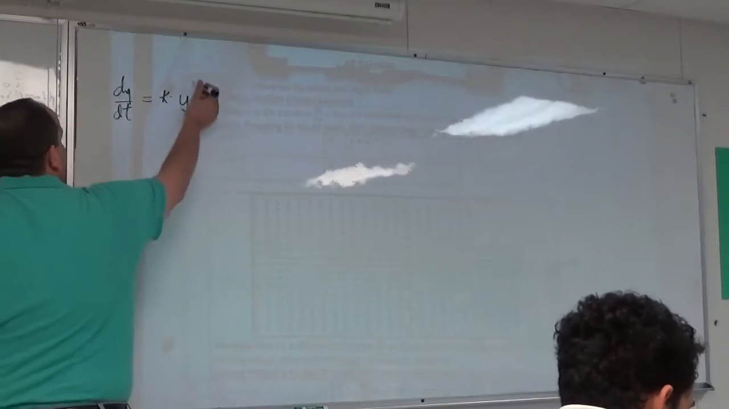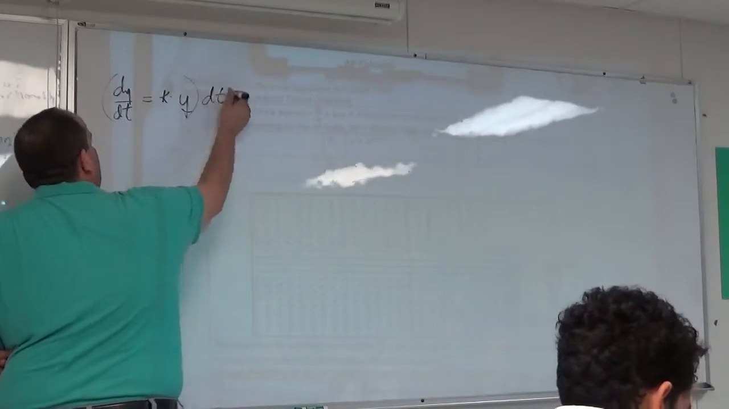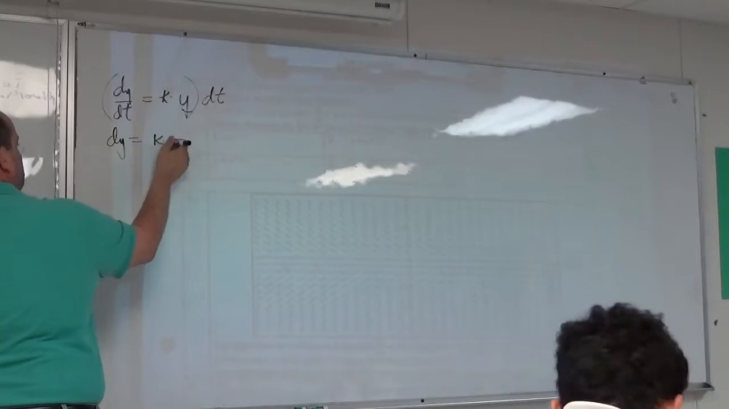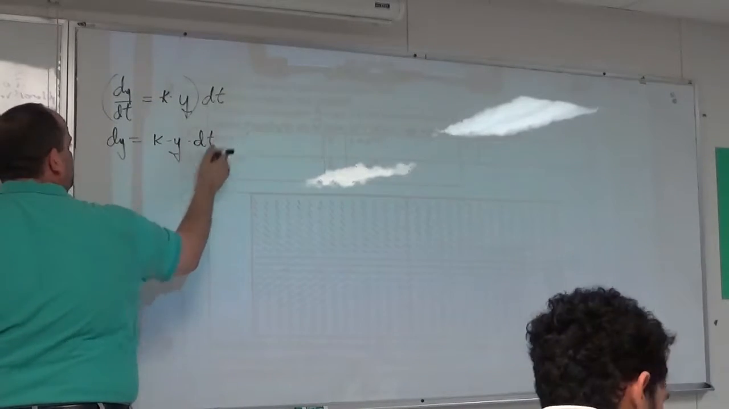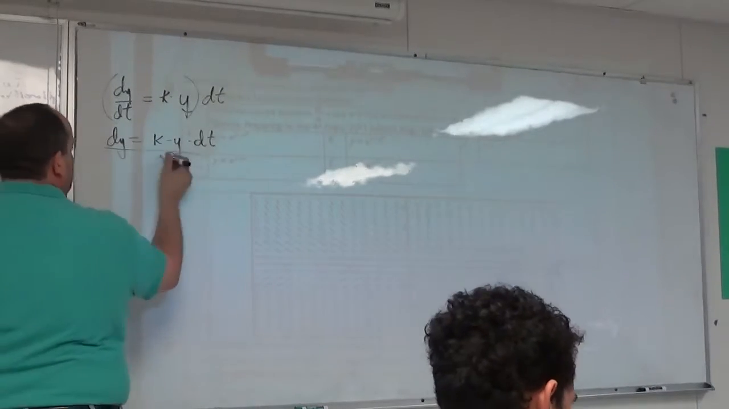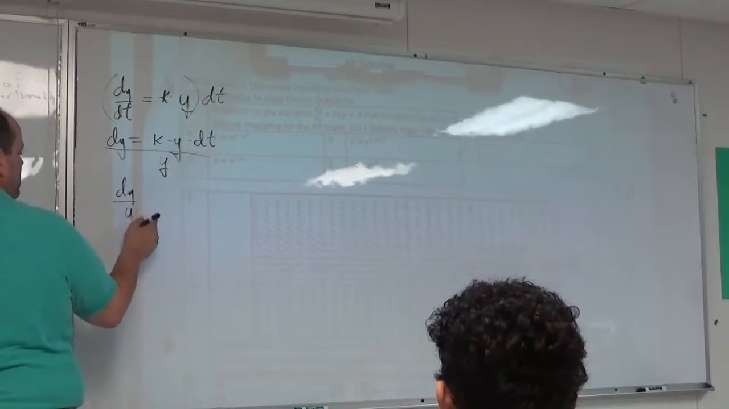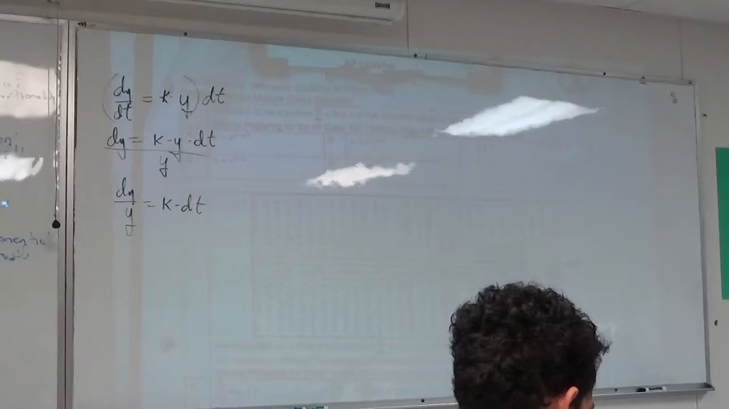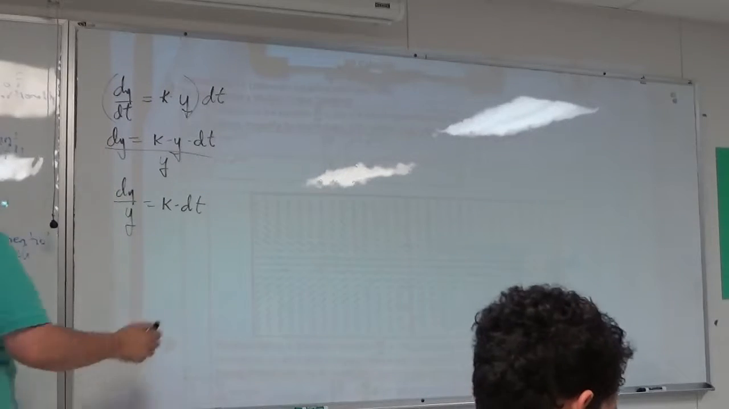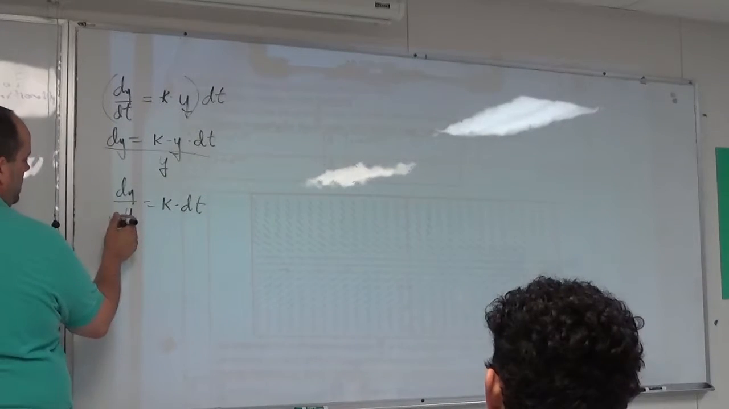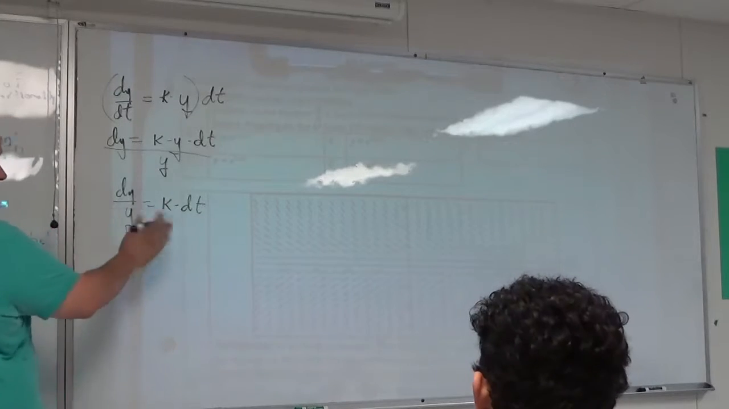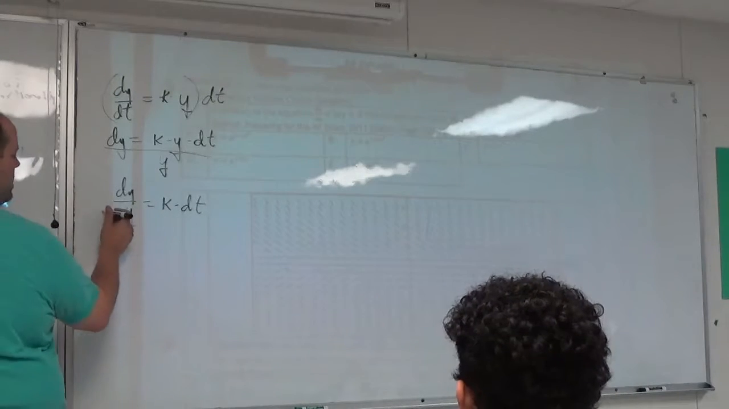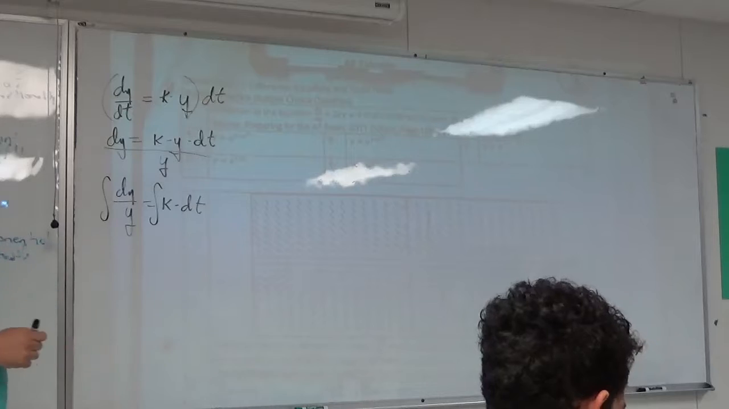Yes. Separate the variables. So I'm going to multiply by dt, and you get dy equals k times y dt. You're going to divide by y: dy over y equals k dt. We separated the variables. Now what? We've separated the variables, so what have we done? You take the integral. You integrate both sides.